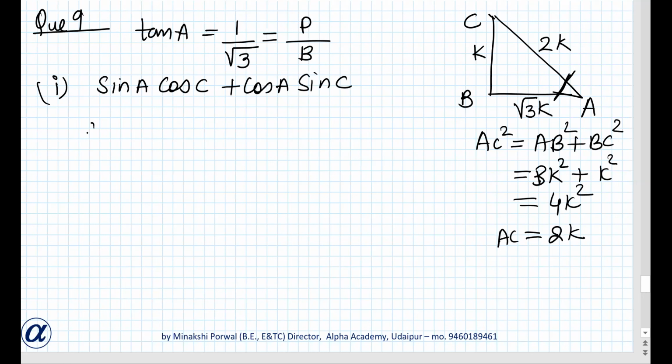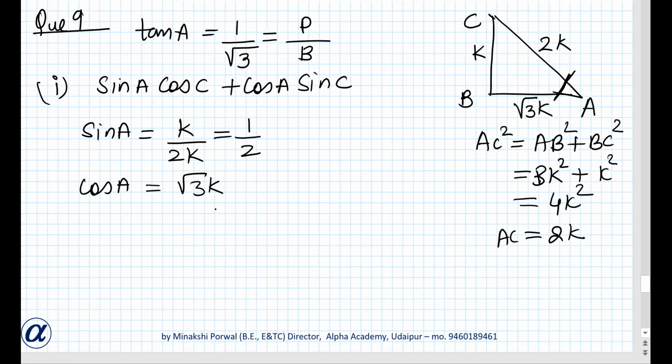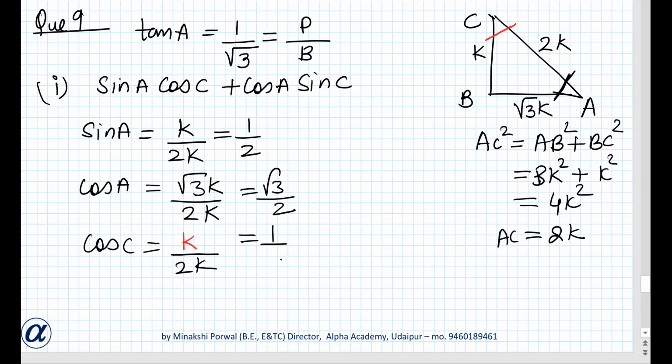First of all we'll find sin A. Sin A is perpendicular upon hypotenuse, that is equal to 1 by 2. Then cos A is base upon hypotenuse, that is equal to root 3 by 2. Then cos C is also base upon hypotenuse, but the angle is this now. So K upon 2K, that is equal to 1 by 2. And next is sin C. Sin C is root 3K upon 2K, that is equal to root 3 by 2.